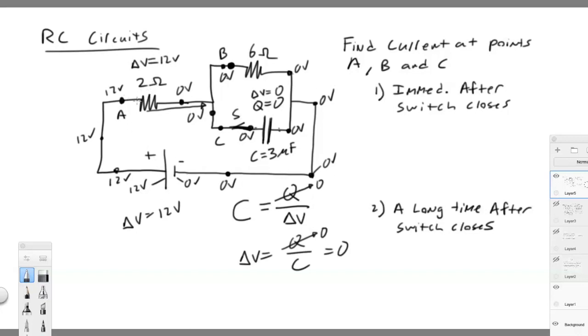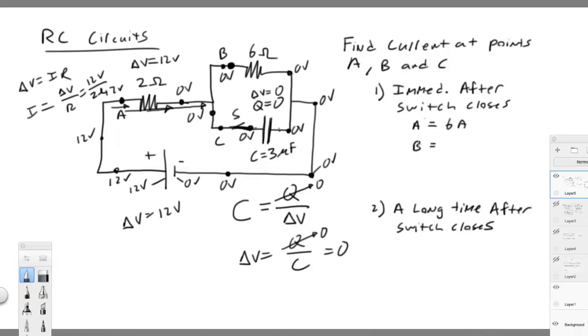So using Ohm's law, the current at point A, which is the current going through this 2 ohm resistor: Ohm's law, delta V equals IR. We want the current through that 2 ohm resistor, delta V over R. We have 12 volts across 2 ohms. So the current at point A, we're finding the current at A, B, and C. The current flowing through point A is going to be equal to 6 amps.